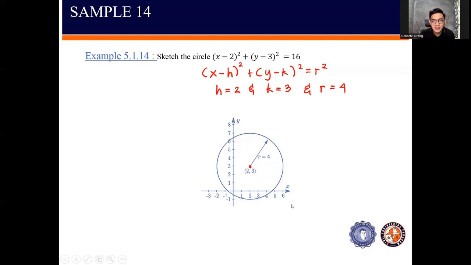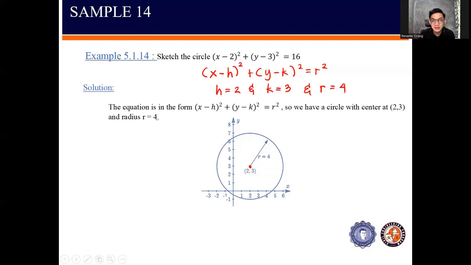Okay? And I think that's it, no? These are simple problems for our circle. So the equation is in the form x minus h squared plus y minus k squared is equivalent to r squared. Center is nasa 2 and 3, and radius is equivalent to 4.